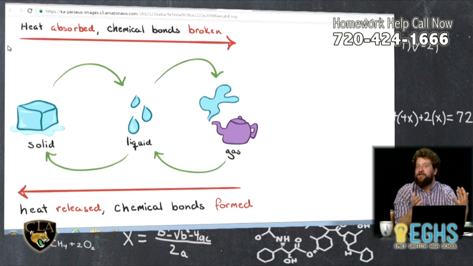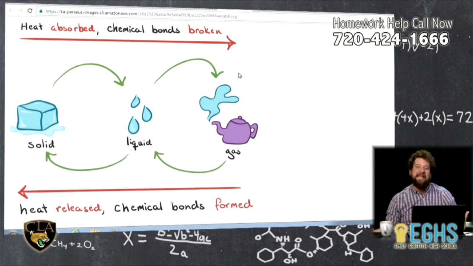This shows pretty clearly what's happening. As we move from solid ice to liquid water and then to steam, heat is being absorbed, and so chemical bonds are being broken. So this is going to be an endothermic reaction because heat is being absorbed into this liquid. This sort of makes sense if you think about it, right?